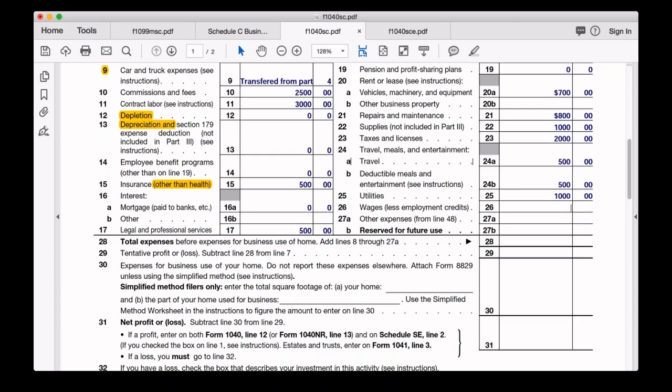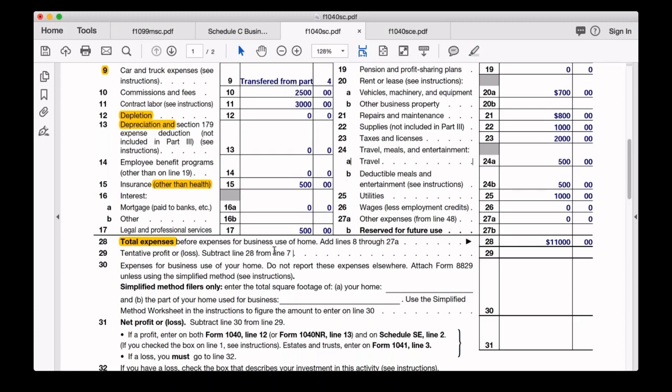Wages are employee wages. I don't have those, because I don't have employees. I didn't pay any employees, and I also don't have any other expenses. So I'm basically done here, right? If you put it all together, I have $11,000 worth of expenses right here. So line 28 is going to ask me for total expenses. Total expenses right there. Okay?